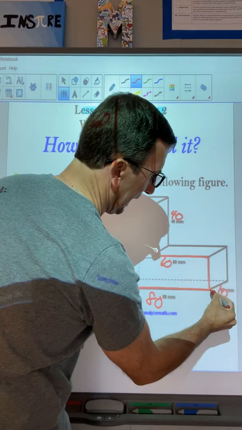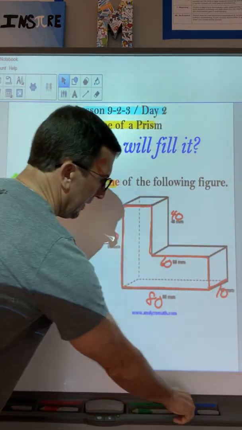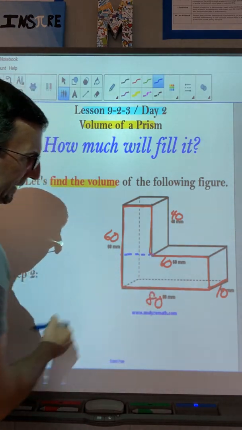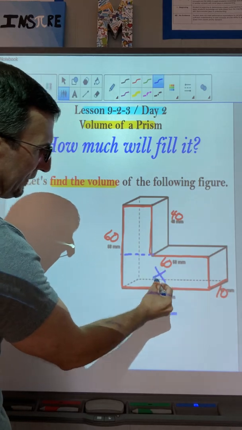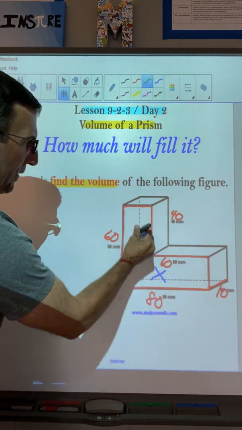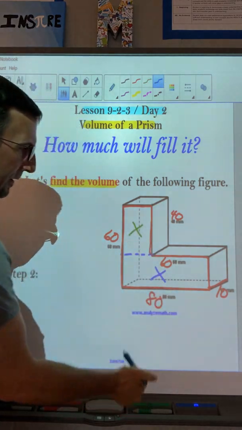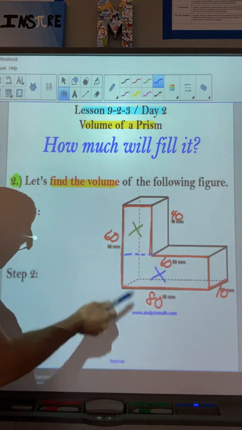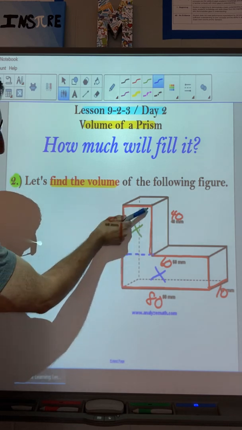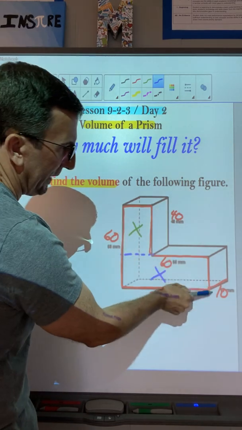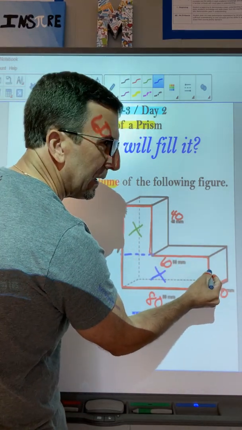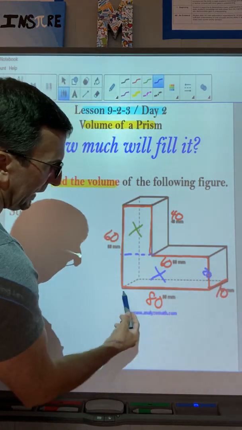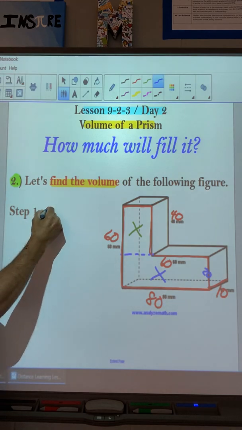Okay, so this piece right here is 10. Okay, so let's find our bottom base. Cut it apart right there. So I'm going to do this piece, and then we'll do this piece up here. So we know this is 80. I need to know how tall this is. Well, if this whole thing is 60, and this little piece is 40, that means this piece has to be, yep, 20. So let's do 80 times 20.